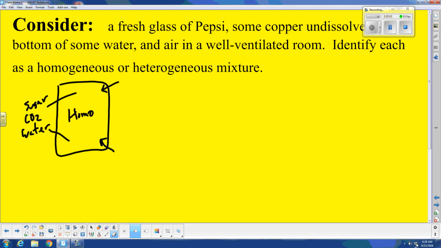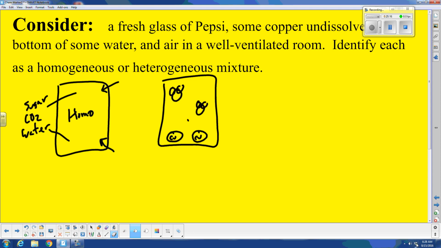homogeneous. How about some copper undissolved at the bottom of some water? So I have some copper sitting down here, and I have my water throughout. Does that look like it is uniform or non-uniform distribution? Well, uniform would have the copper spread out and the water spread out. Instead, I have the copper at the bottom and the water everywhere else. So I would say this is heterogeneous.